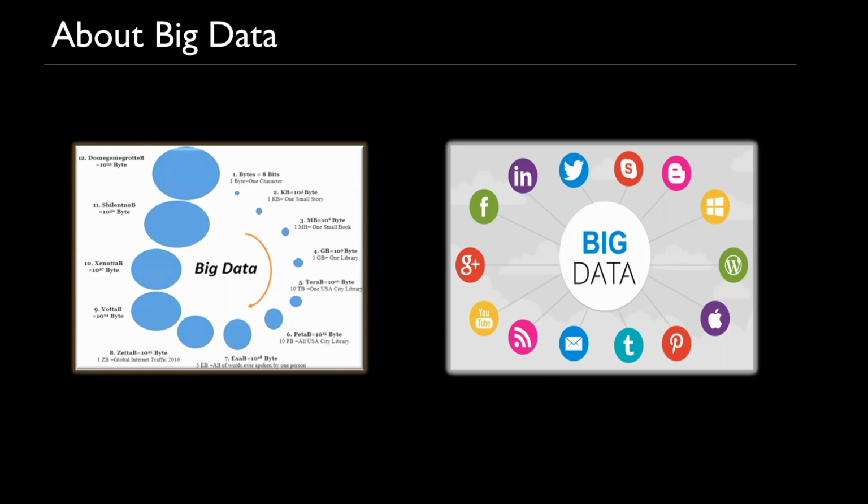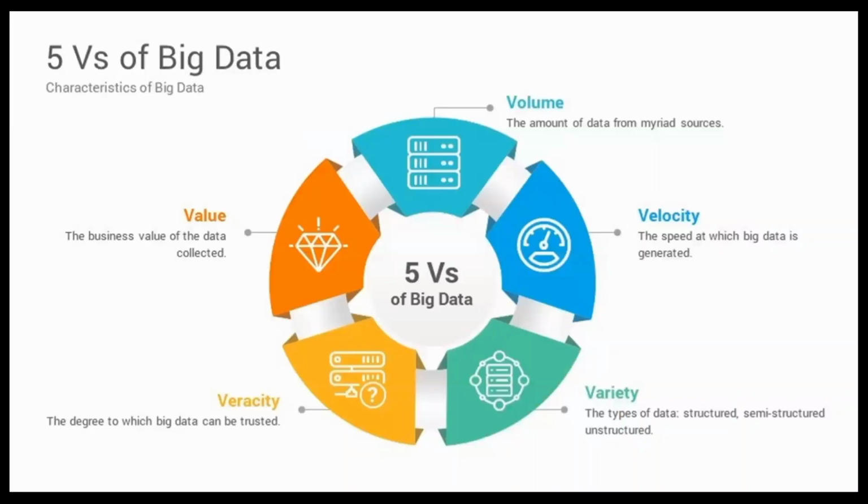Previously it was just data, now we call that data big data, and we try to process it in a cluster of nodes. We call these the 5 V's of big data. First you have volume. Volume is nothing but the amount of data from myriad sources, homogeneous or heterogeneous data coming from different sources. Once you pump the data into a data lake, you then try to process it.